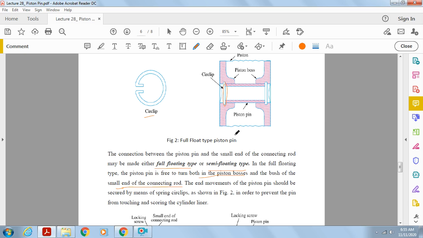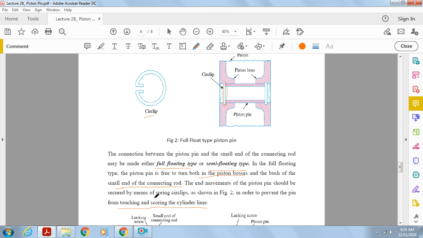This is the part for the circlip. The end movement of the piston pin should be secured by means of a spring circlip, as shown in figure 2, in order to prevent the pin from touching and scoring the cylinder liner. So there is a provision for the spring circlip also.